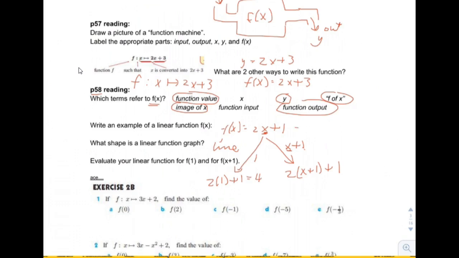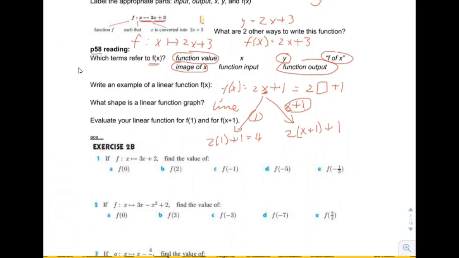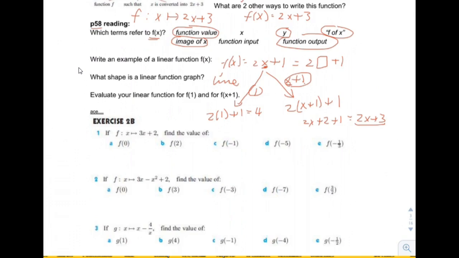Maybe what you could think of it as, it's not really 2x plus 1, it's 2 blank plus 1. And then you just put in x plus 1 in the blank, just like you put 1 in the blank. So then you get 2 times quantity x plus 1 plus 1, and if you multiply that out, it's 2x plus 2 plus 1, so it's actually equal to 2x plus 3. So we wrote an example of a linear function. We said that the shape is a line, and then we evaluated it for 2 possible inputs, 1 and x plus 1. So it's interesting that the input does not have to be a number. The input could also be another function.